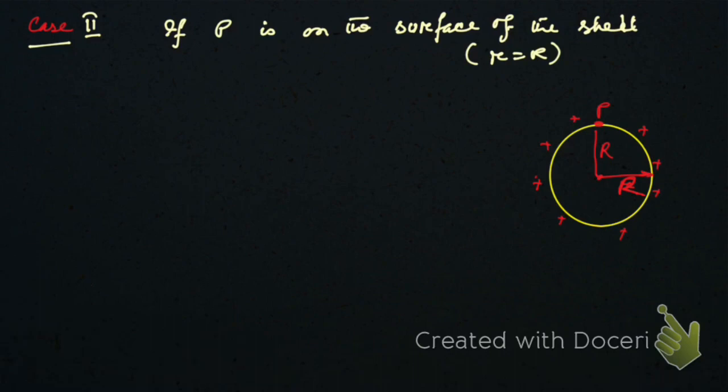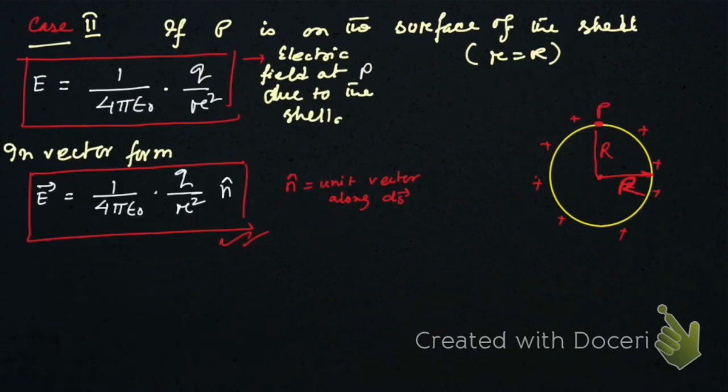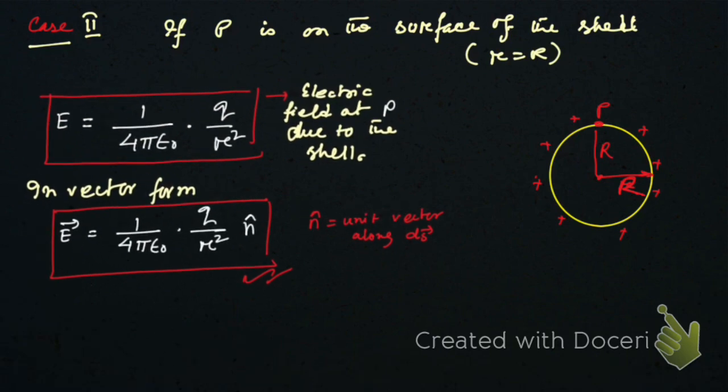In that case, we have got the electric field. Let me copy these things. As we have taken small r equal to capital R, replace the small r by capital R, so capital R square here, and here also capital R square. Hope you have understood this. So now case 3.